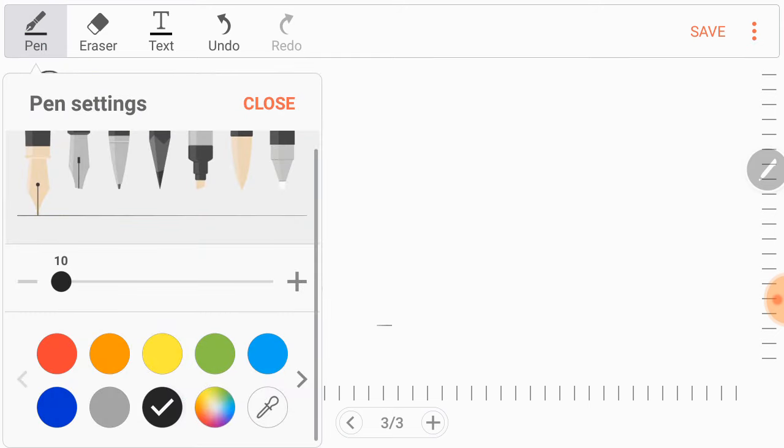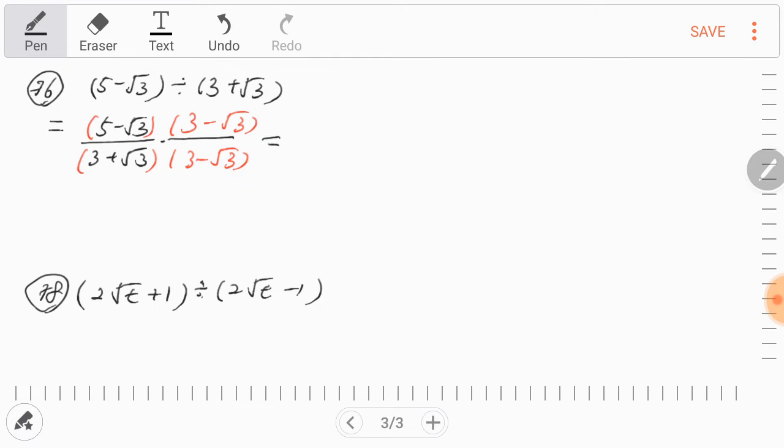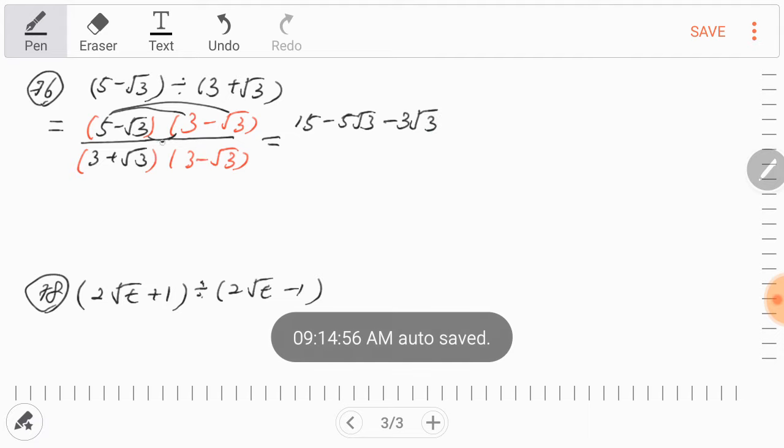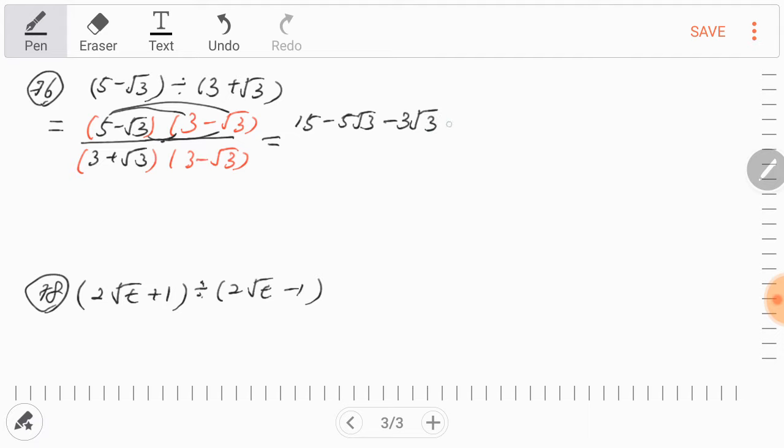Then for the numerator, use the FOIL method. 5 times 3 is 15, minus 5 times square root of 3. And multiply these two: minus 3 square root of 3. And this one is minus times minus, which is plus, so plus square root of 3 squared. Over the denominator, which is a squared minus b squared: 3 squared minus square root of 3 squared.